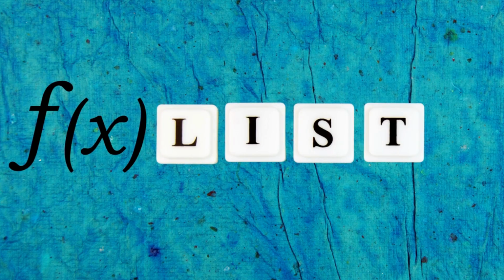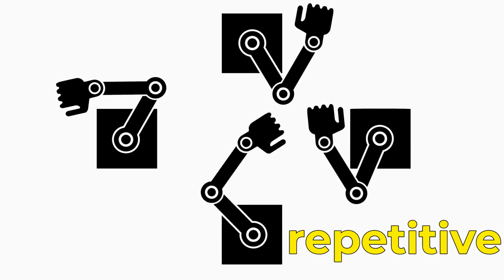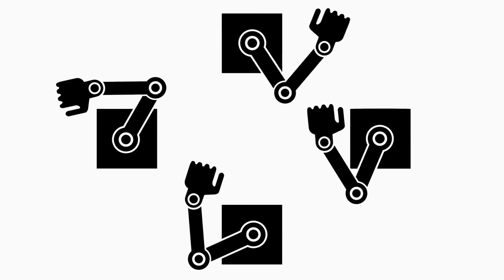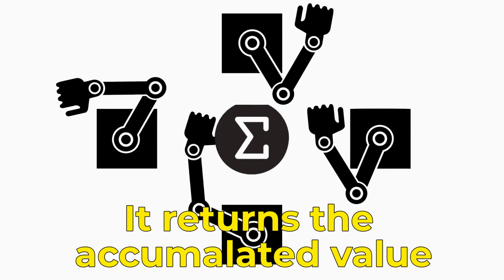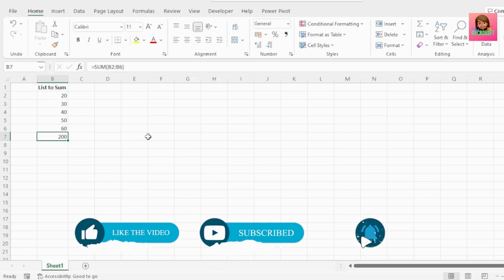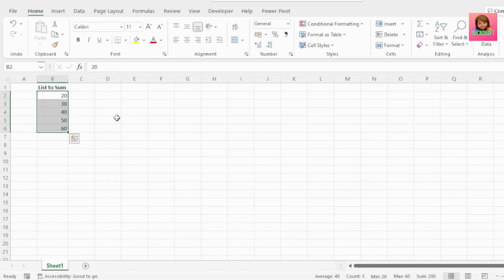It's a list function that performs the same repetitive steps on a list, and once it's done repeating those steps, it then returns the accumulated value. For example, we have these lists of values here in Excel, and if we sum up these values, they equal 200. So if we had to use List.Accumulate to do this in Power Query, that's the value it would return. Let's use this list of values to understand how List.Accumulate works.